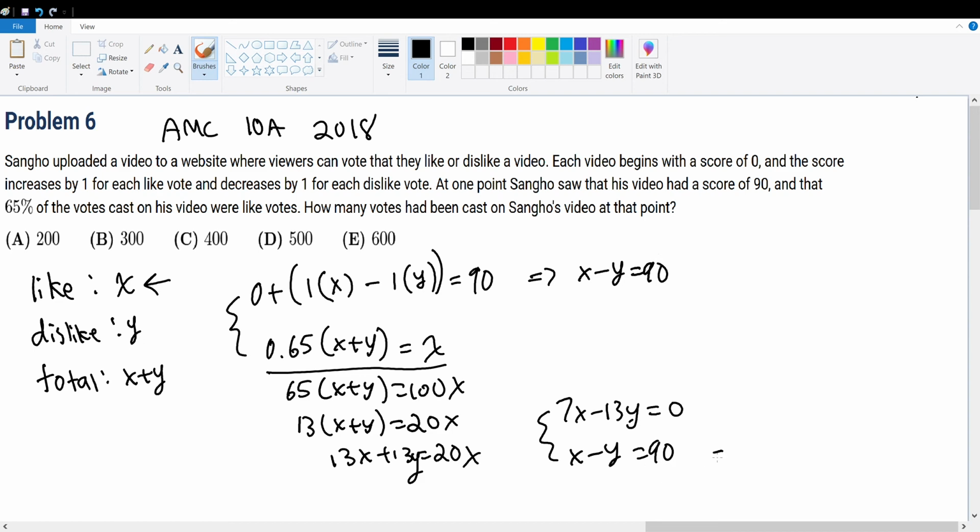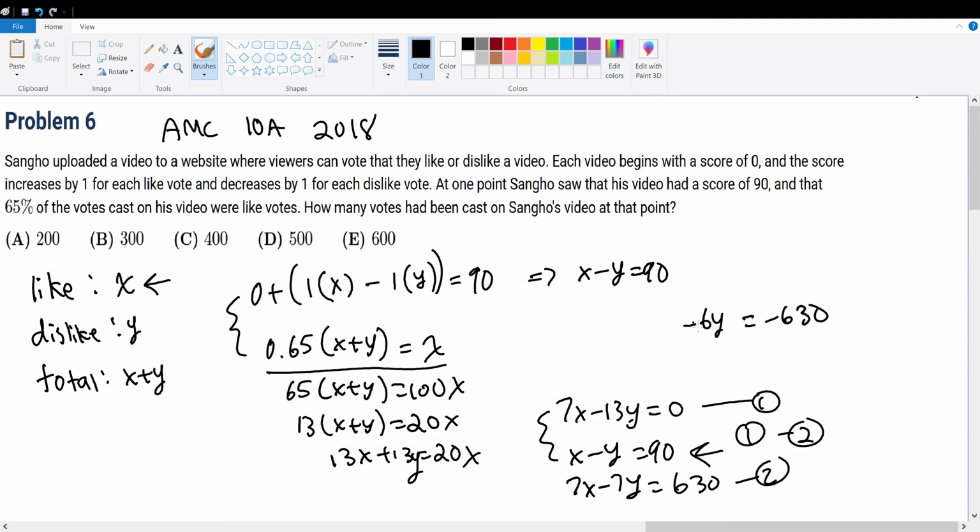We can multiply both sides of the second equation by 7: 7X minus 7Y is equal to 630. We call this equation 1 and this equation 2. We subtract equation 2 from equation 1. The X terms cancel, and this becomes negative 6Y, which is equal to negative 630. The negatives cancel, so Y is equal to 105.